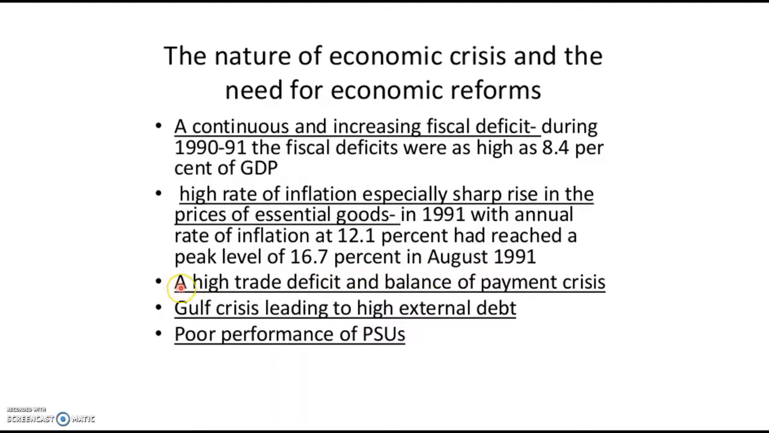Then next one, a high trade deficit and balance of payment crisis. So children, what do you mean by trade deficit? It is an amount by which the cost of a country's imports exceeds its exports. That means trade deficit. Then Gulf crisis leading to high external debt. Then poor performance of PSUs. PSUs means public sector undertakings.